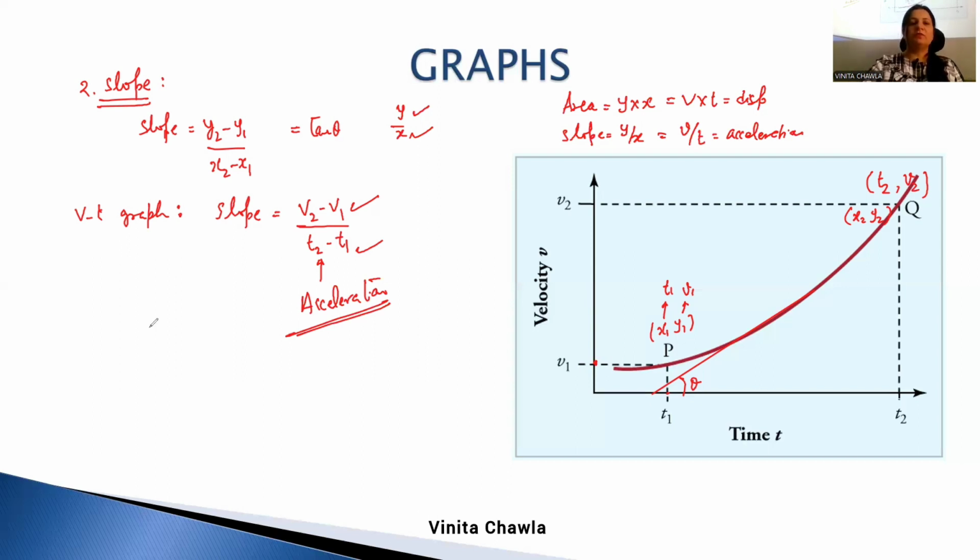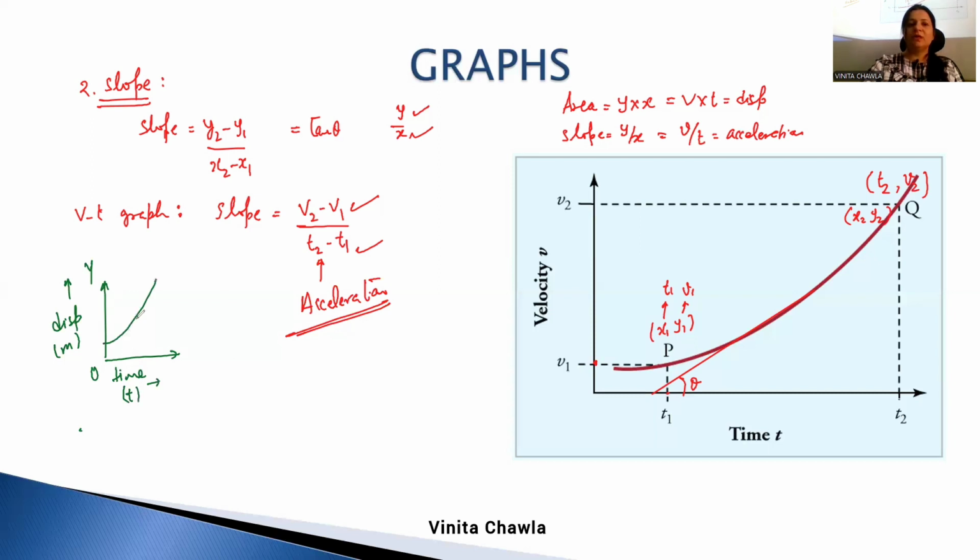And suppose instead of this VT graph, we have a displacement time graph. So here we have displacement. It is measured in meters. It is the dependent variable. So it is along the y-axis. And time we always take along the x-axis because time is the independent variable. And this is the graph that we are getting.